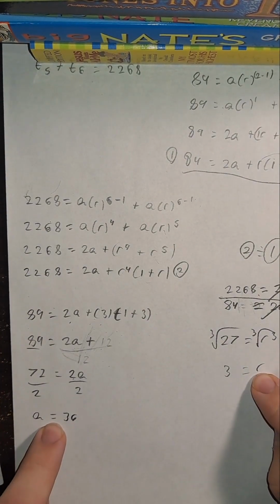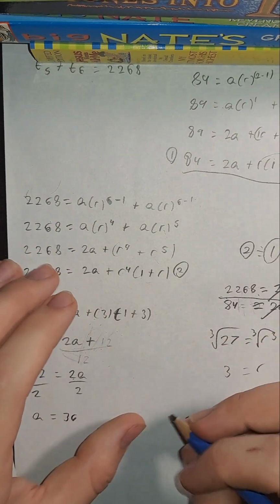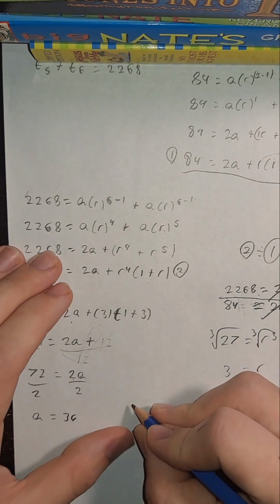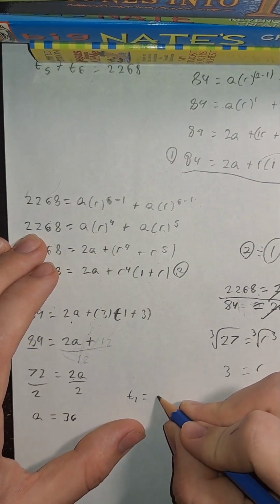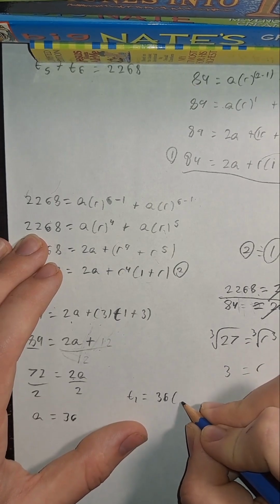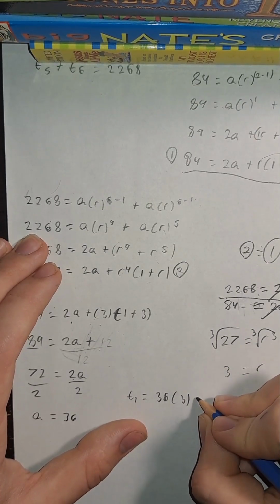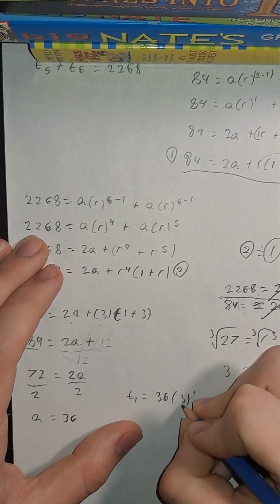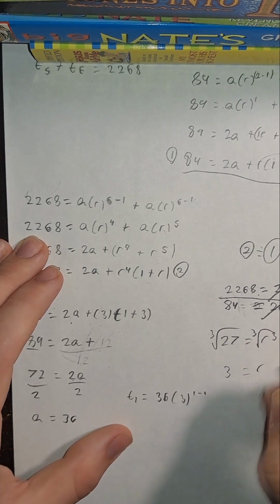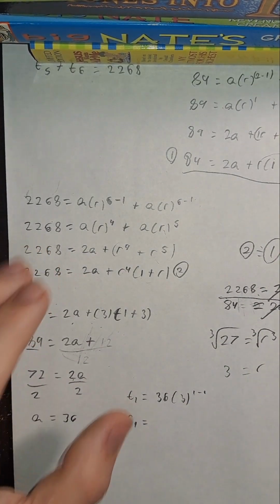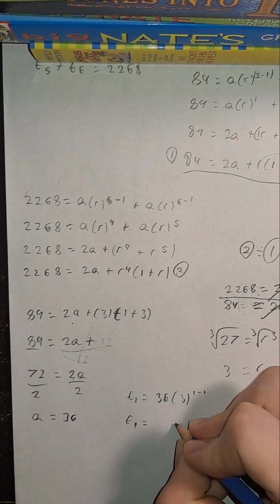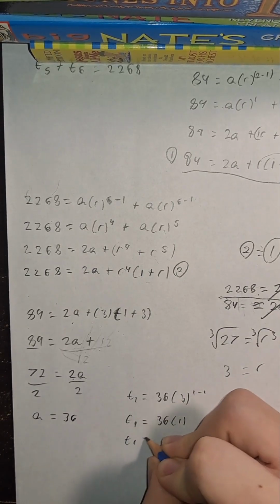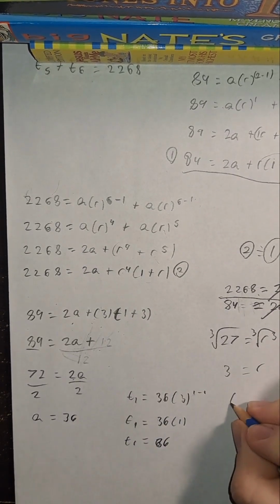Now that we have these two numbers, we can build it as if we would a standard sequence. Sequence, not series, different thing entirely. So t1 is equal to 36, because that's our a value, times r, which is 3, to the power of 1 minus 1. So t1 is equal to 36 times 1, because that exponent becomes 0. So t1 is just 36.